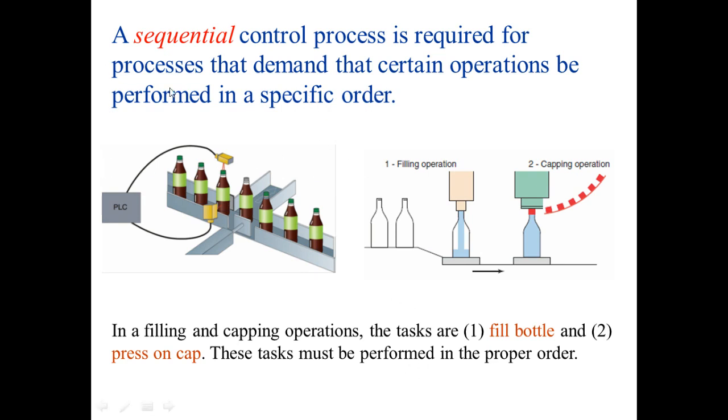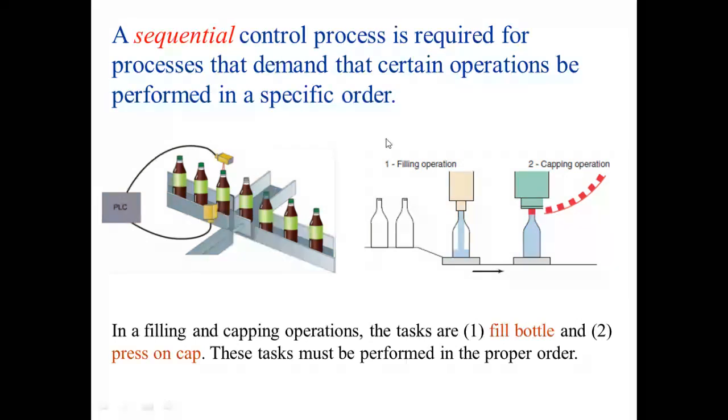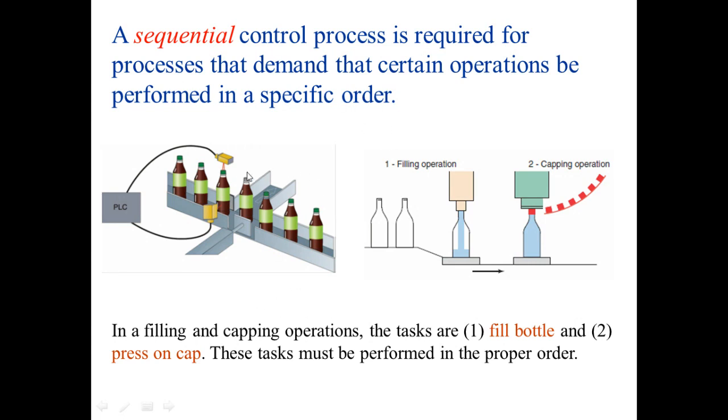Okay, this is the example of a sequential control process. As we know, there are many food processing or process industries around us that use this kind of control, which is sequential control. What it means by sequential is that the process needs to go from A to Z. It has to follow the sequence. It cannot jump. In this example, we have the bottling system here.